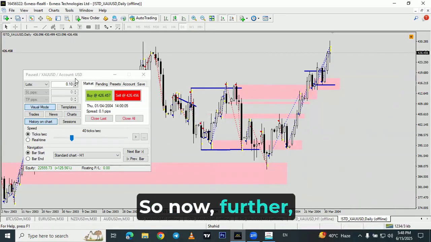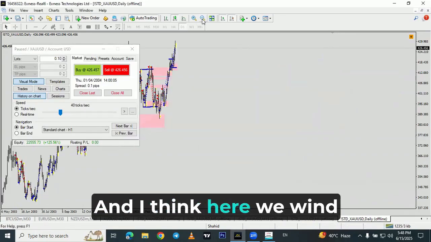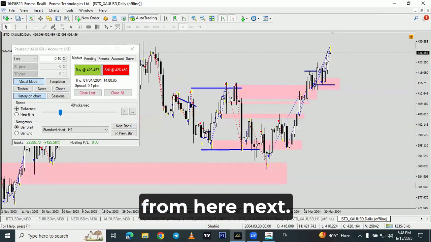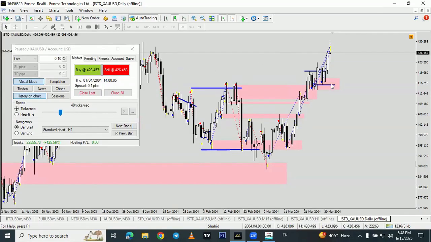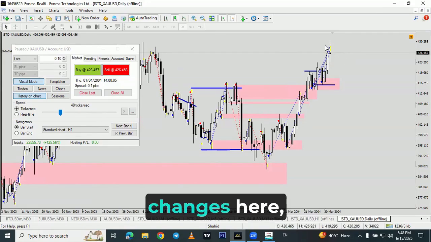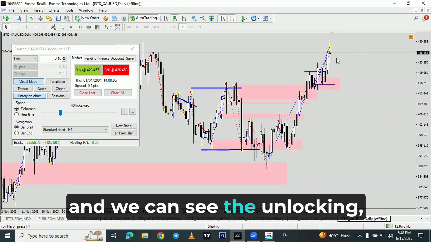So now further, the backtesting we have done is now in front of you people, okay? And I think here we wind up this class and we will start it from here next. These are our analyses. If the cycle of the market changes here, then we will bring it down by making it bearish, and we can see the unlocking, etc.